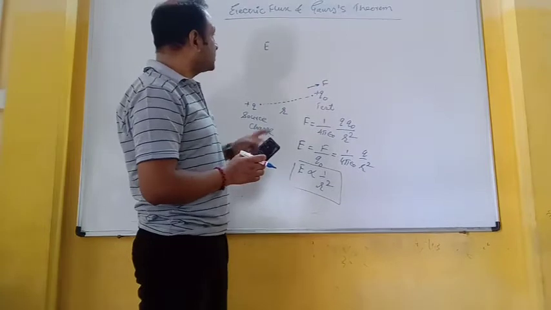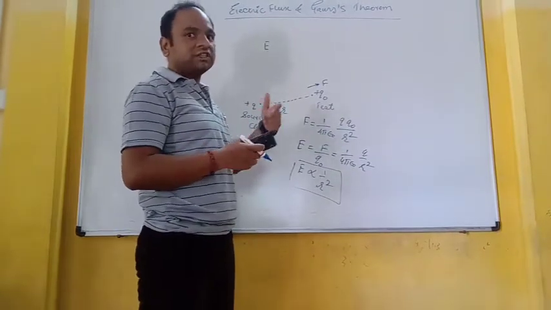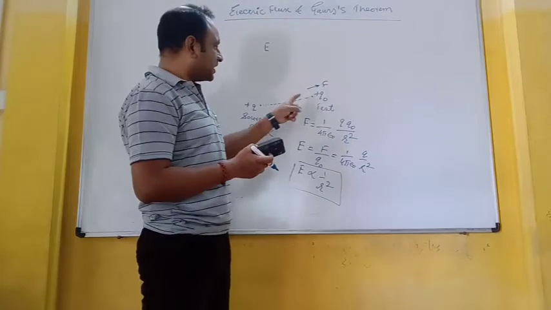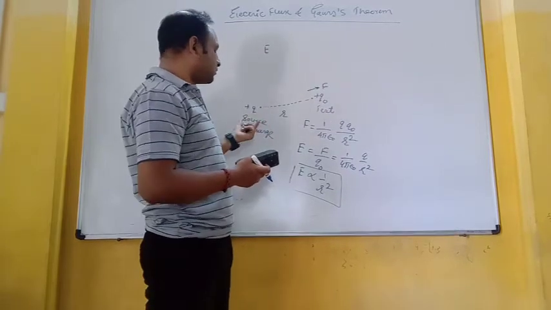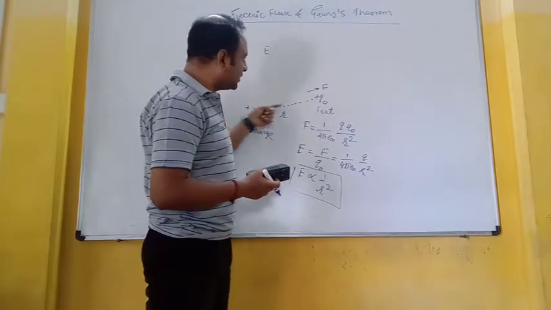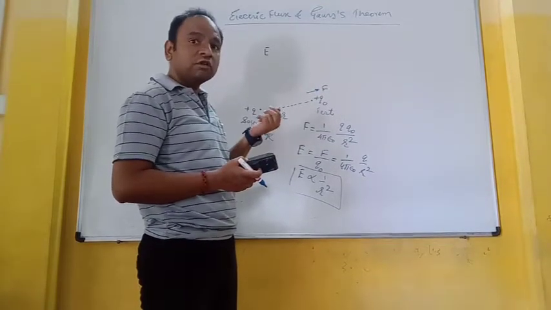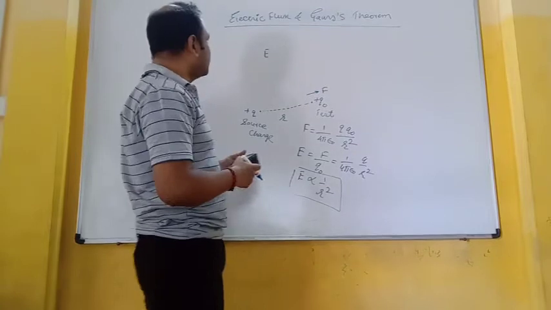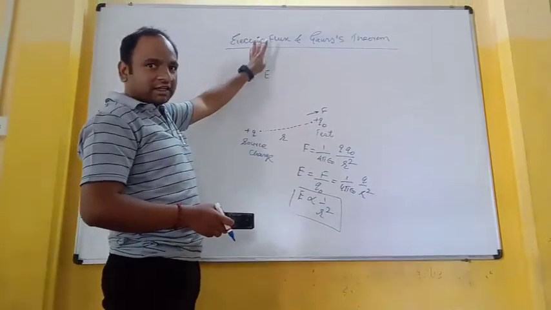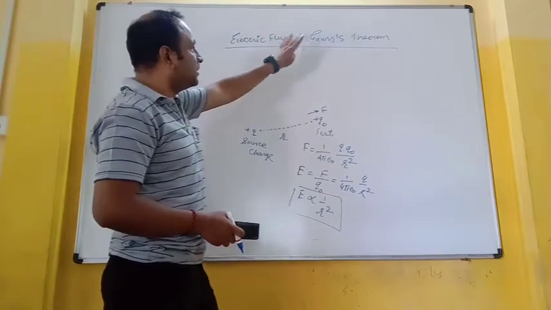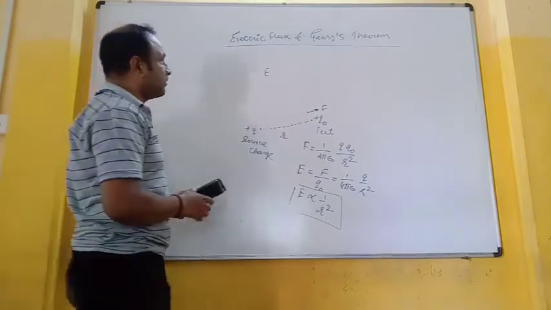Also we discussed the electric field lines. Electric field lines are the imaginary lines along which a test charge will move under the attractive or repulsive force of a source charge. Those imaginary lines are called electric field lines or electric lines of force. Let us now come to today's main topic, that is electric flux, and the topic related to that would be Gauss's theorem. Let us now start with the concept of electric flux.